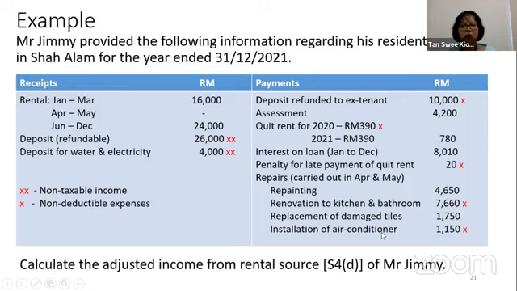Installation of aircon. Okay, this one, the question said, this rental income under section 4B. So installation, first time install, non-deductible expenses. If under section 4A can claim, then you can claim the capital allowance. Okay, let's look at the answer.